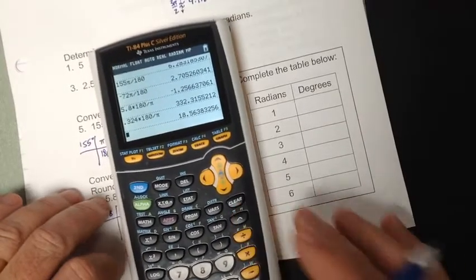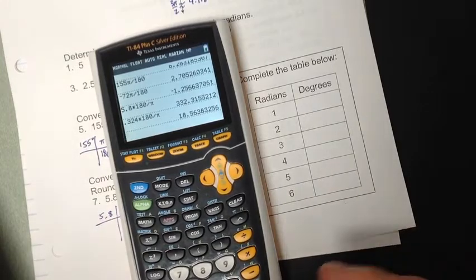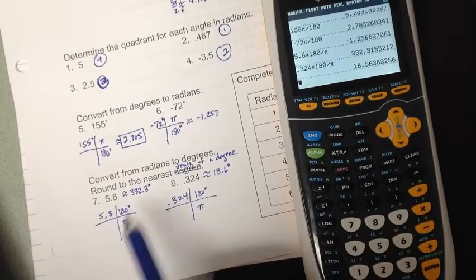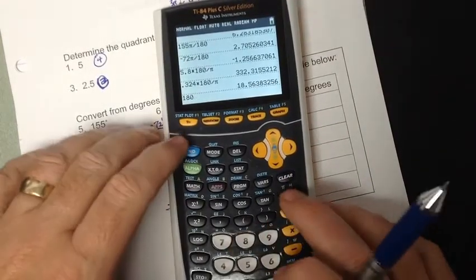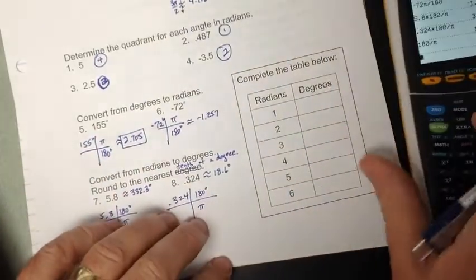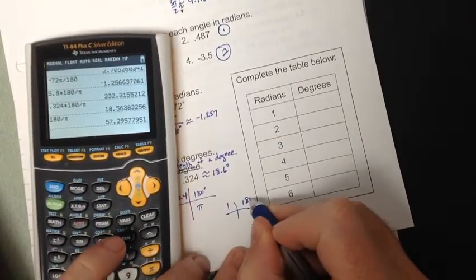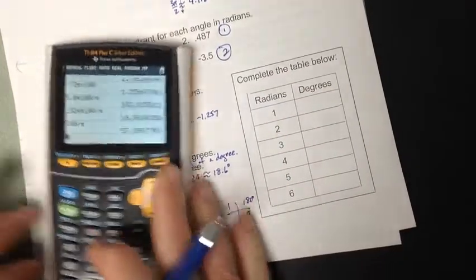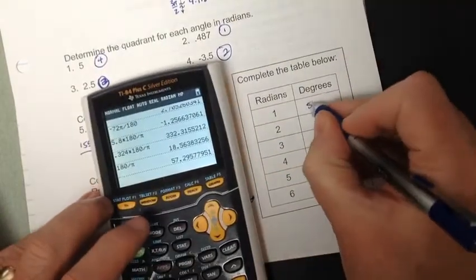1 radian. 1 radian is how many degrees? Okay. 1 radian. So what I would do is 1 times 180 divided by pi. This is like if I said 1 times 180 over pi. All right, and I get 57.3 degrees.